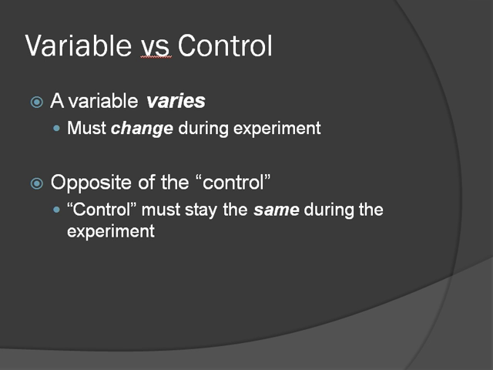And the opposite of something that varies would be the control. The control always has to stay the same. So in this experiment, we used the same amount of PVA solution in each of our cups. So that would be the control. It's just staying the same. If you don't have a control, you don't have a baseline to measure how much your variables are changing your outcome.